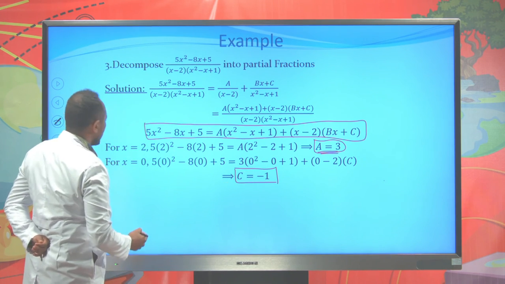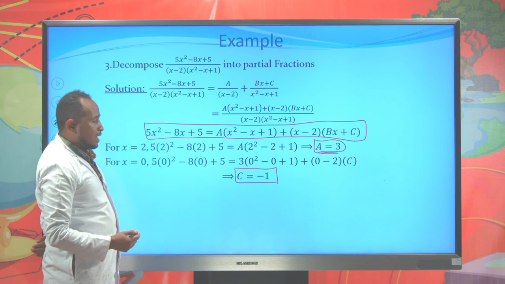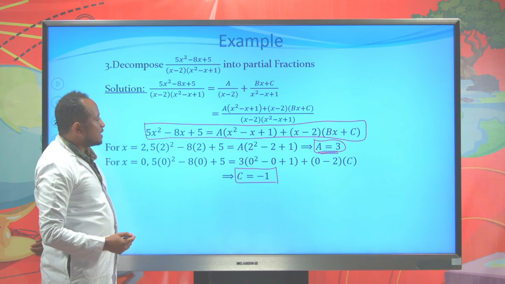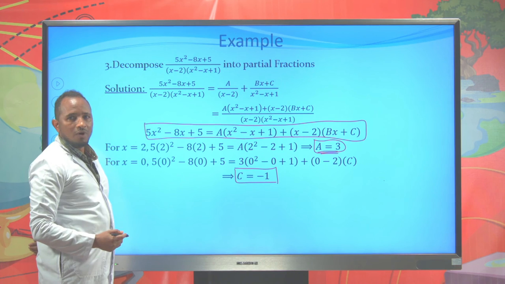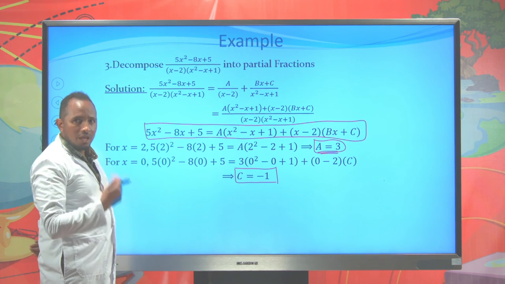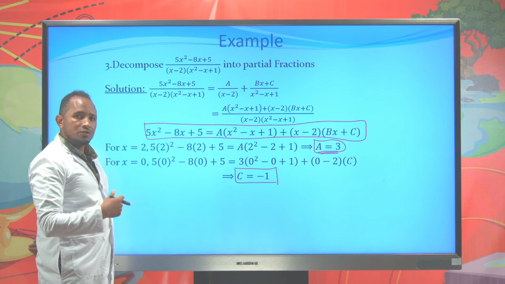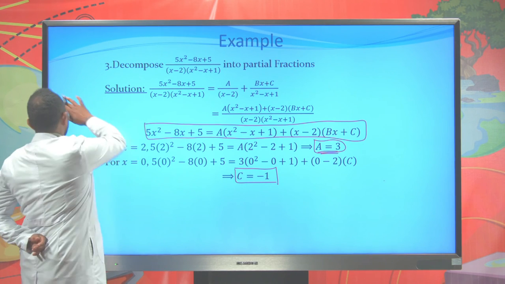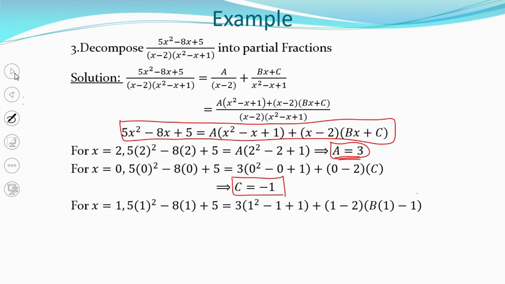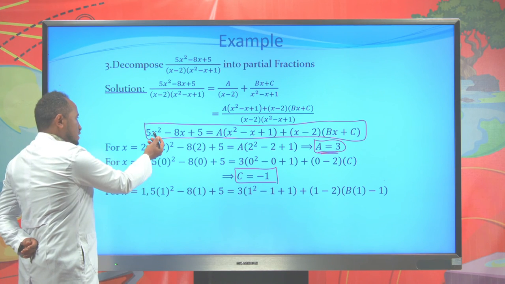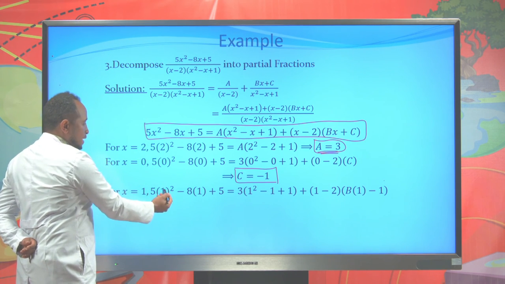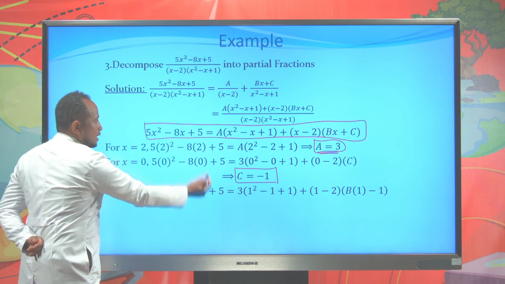Okay, now, since we have found a and c, the remaining variable is b. To find b, you can select any number and develop an equation so that you can find b. Let's select x to be 1. So, in place of x, select 1. It is 5 times 1 squared minus 8 times 1 plus 5.